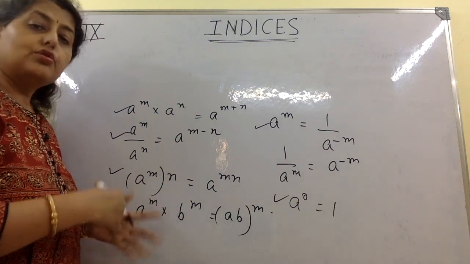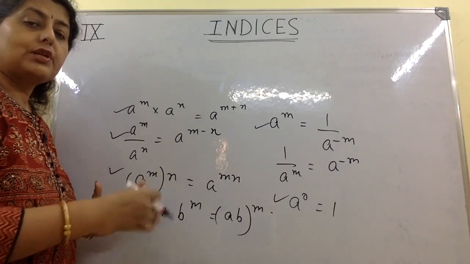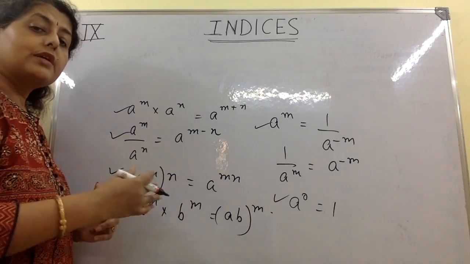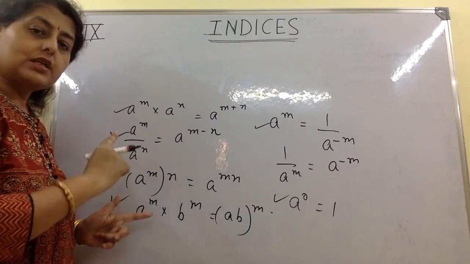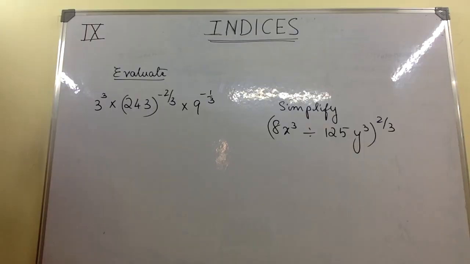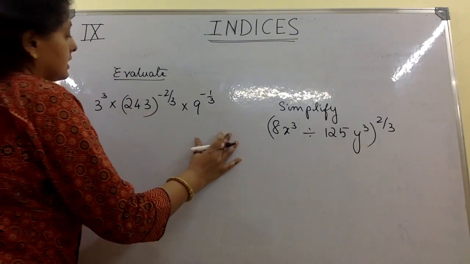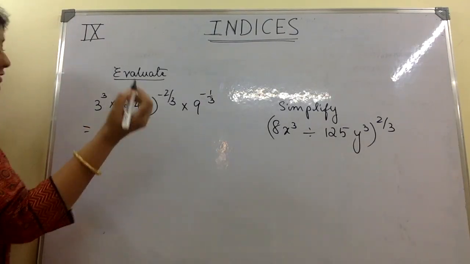So you can copy down these rules and look back as I do a sum. You will definitely find one rule which is being followed there. Let me quickly start. Here there is one question which says evaluate. Evaluate simply means find the value of.